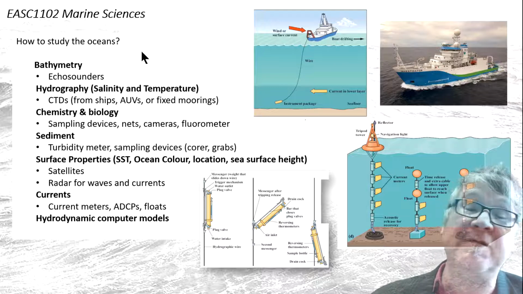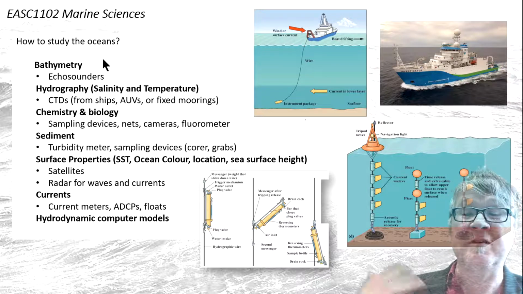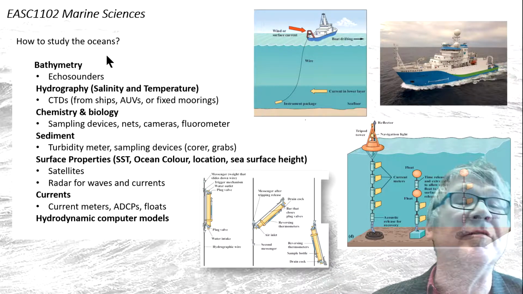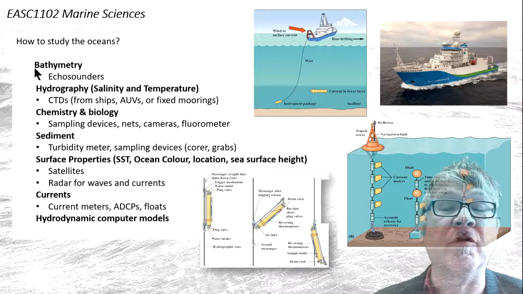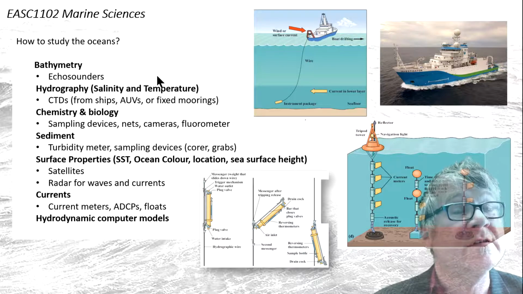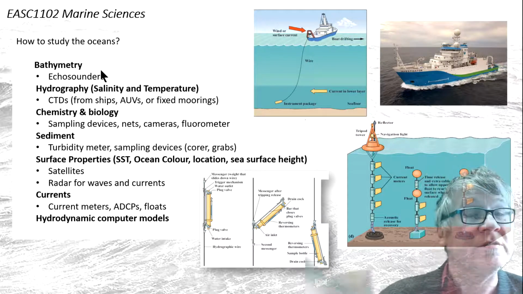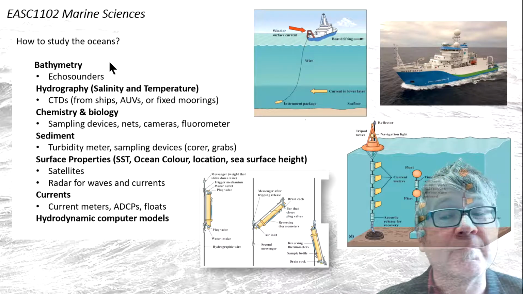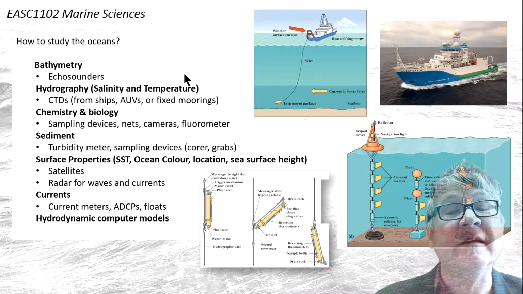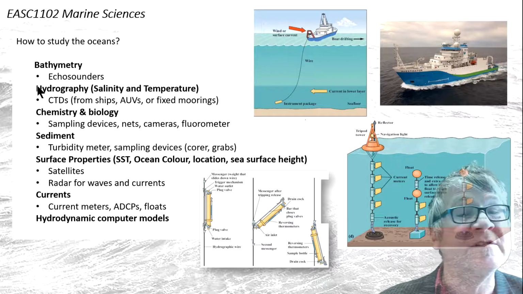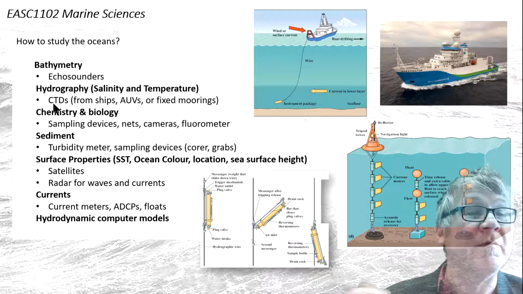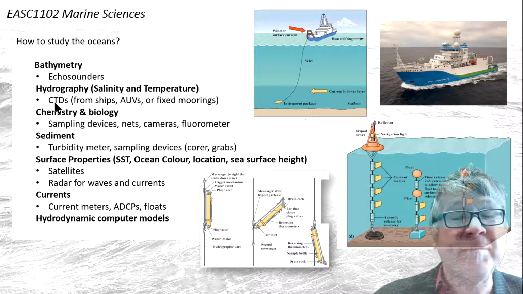Okay, so there are different types of devices, and we can measure the bathymetry. Bathymetry is the depth of the ocean. Okay, we use so-called echo sounders to measure the depth of the ocean. So learn it, bathymetry. Okay, hydrography is salinity and temperature. We use something which is called CTD. CTD comes from conductivity, temperature, and depth.